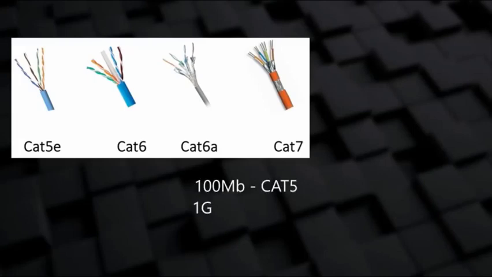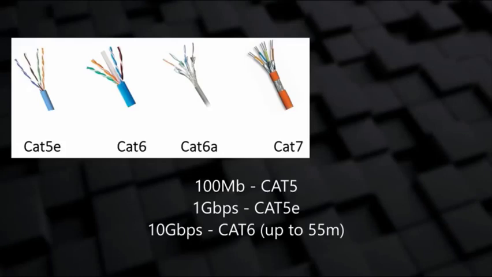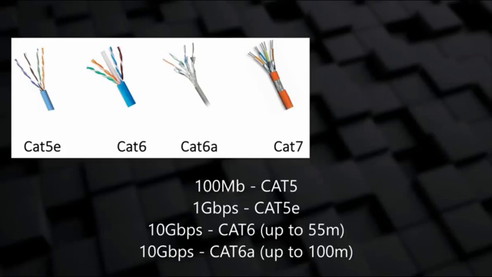But if you want to run a gigabit network, you need at least Cat5e. If you want 10 gig, Cat6 is okay up to around 55 meters. But if you run Cat6a, you can have a 10 gig link that works up to 100 meters. Each newer standard is backward compatible with the older technology. For example, you can use a Cat7 cable on a 100 meg link.